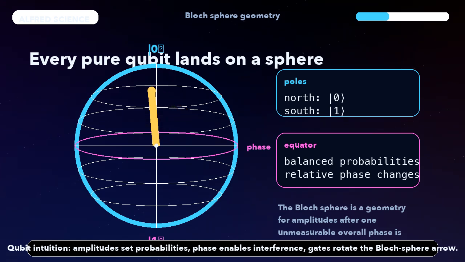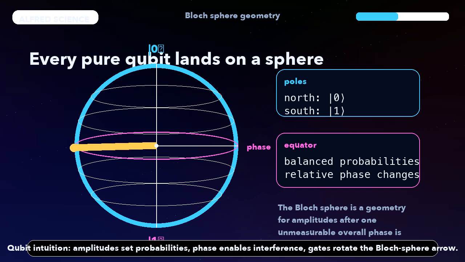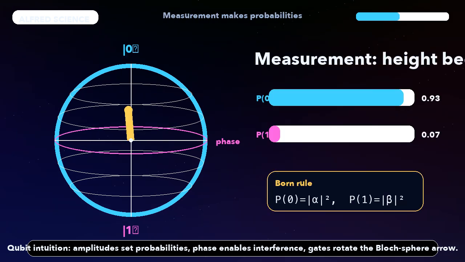A point halfway around the equator is balanced: measure it many times, and 0 and 1 appear about 50-50. But the equator is not all the same state. Moving around it changes the relative phase between 0 and 1. Phase is invisible in a single yes or no measurement, but it becomes visible when quantum gates make paths interfere.